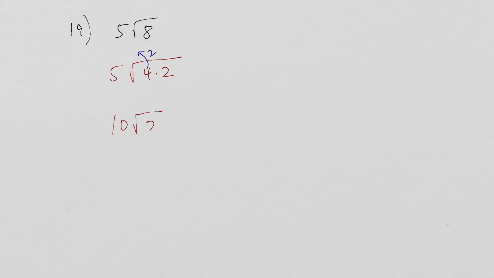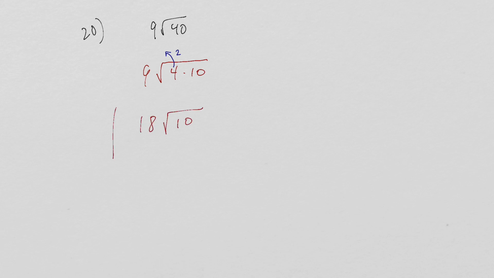Number 19 is 5 root 8. We'll rewrite the 8 as 4 times 2. And we'll square root the 4, it becomes a 2. This 2 multiplies with that 5 and gives us a 10. And we're left with that root 2 in the middle.